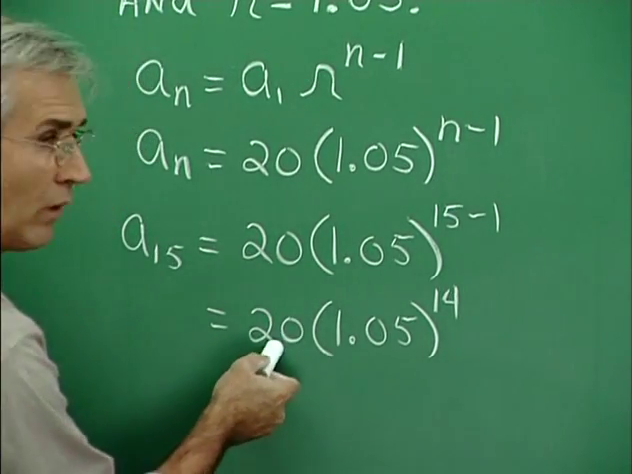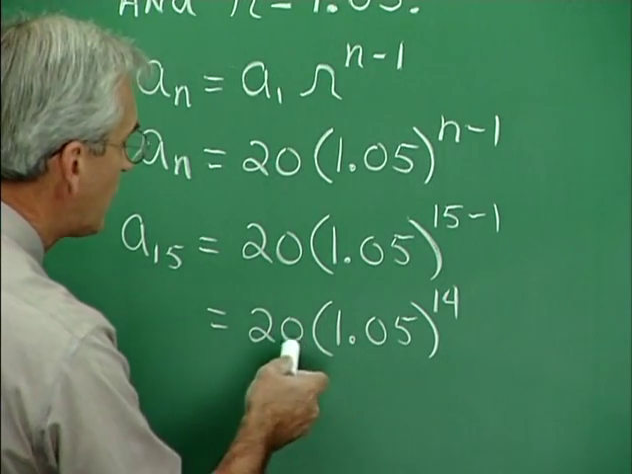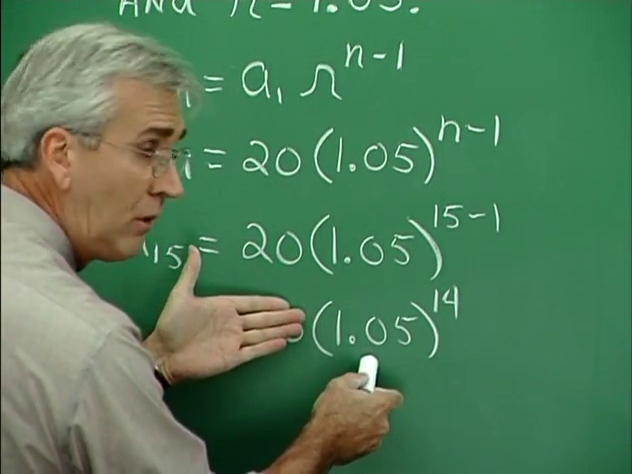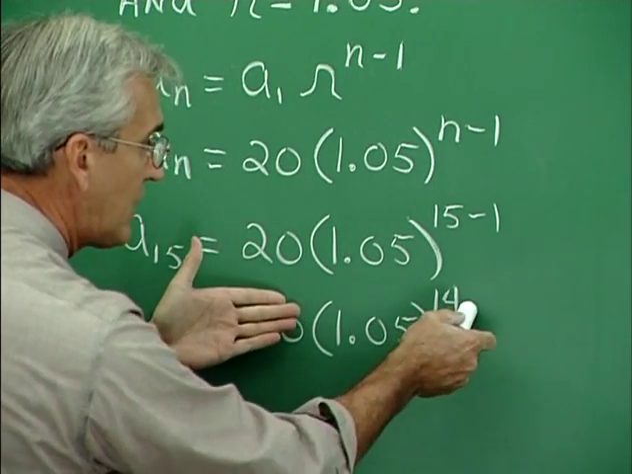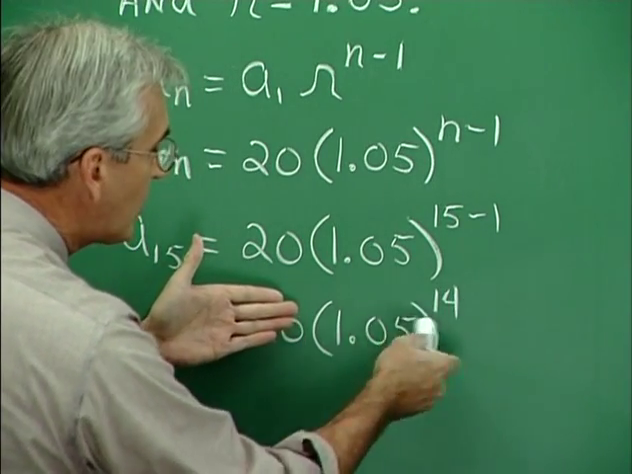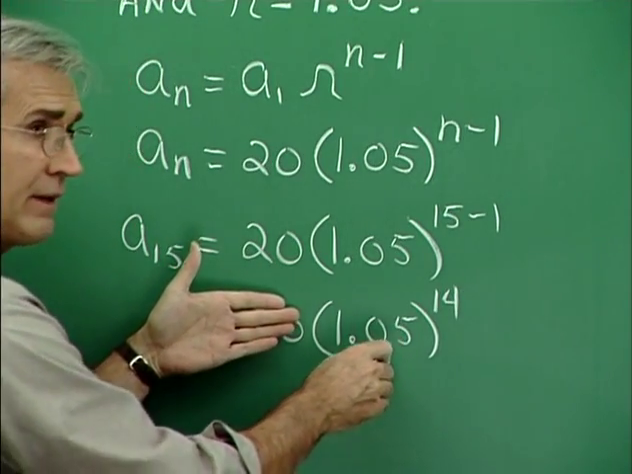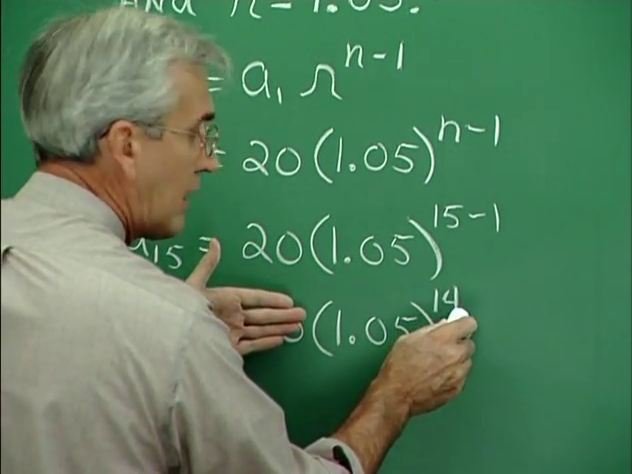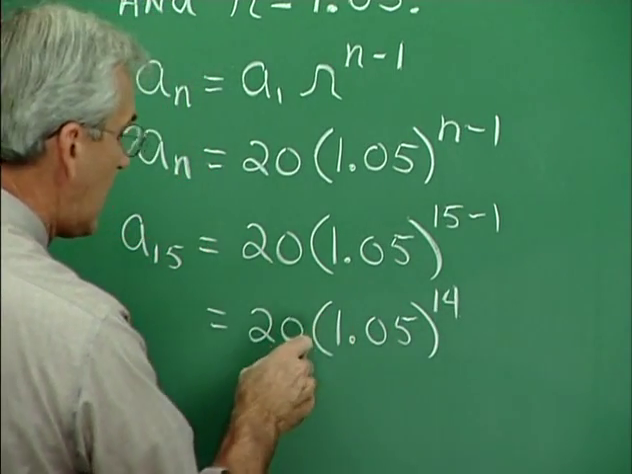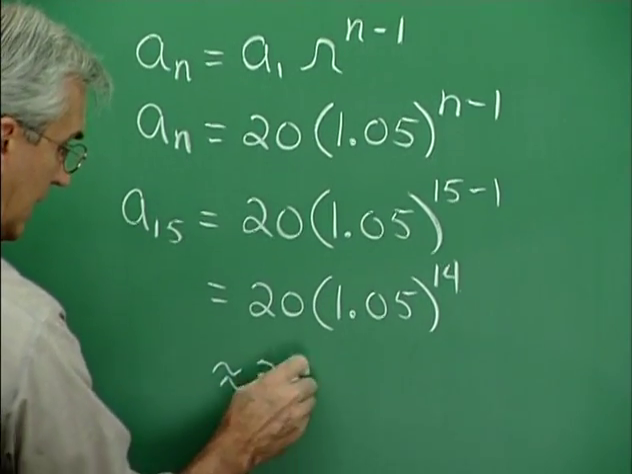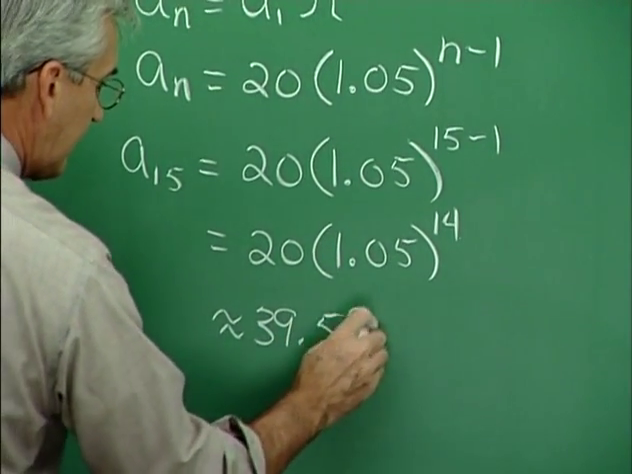Clearly here we would use the calculator to make the calculation, but be careful in doing that. Don't start with the 20 in making the calculation. You know, 20 is not raised to the 14th power. Only this factor, only the 1.05 is raised to the 14th power. So you might start right here in making the calculation. Punch in 1.05, hit the exponent key, then 14 equals, and then times 20. All right, and we find the value to be approximately 39.599.